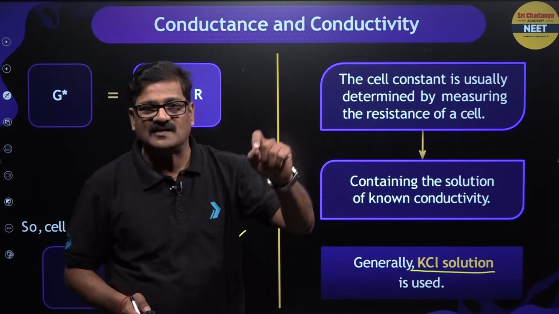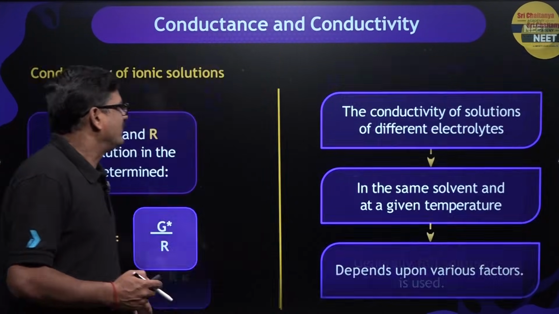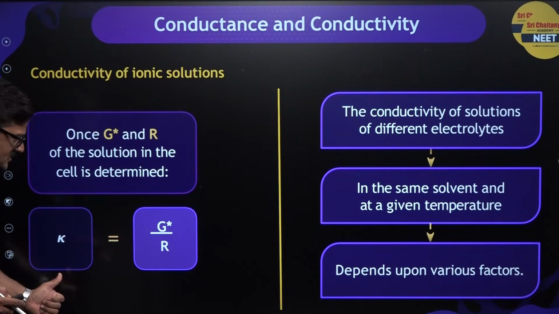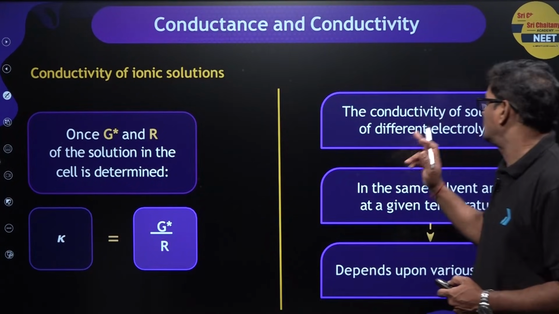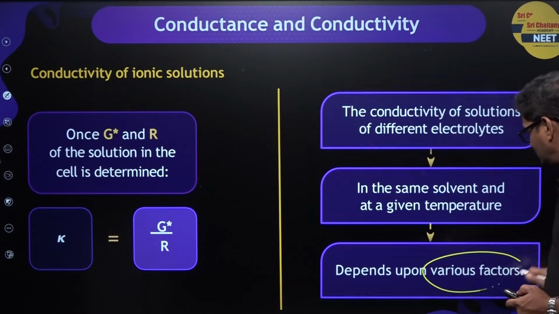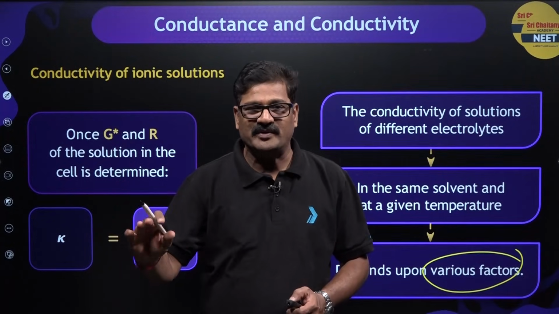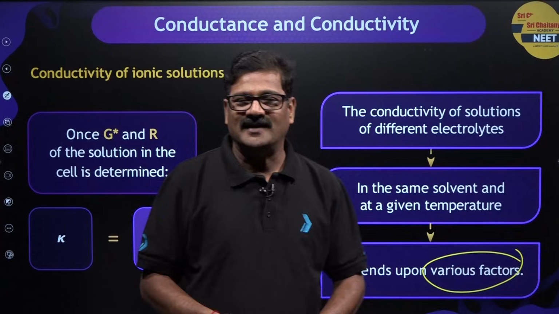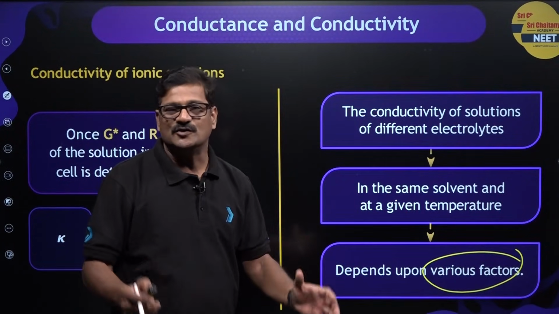Which of the following salts is used to determine the cell constant? KCl. And moving ahead here, conductivity of ionic solutions: as you said, specific conductance is equal to G star upon R, where R is the resistance. So the conductivity of solutions of different electrolytes depends upon various factors. Which of the following depend and which of the following is independent is going to be a very good question in the NEET examination, and we are giving you this information on this YouTube channel.